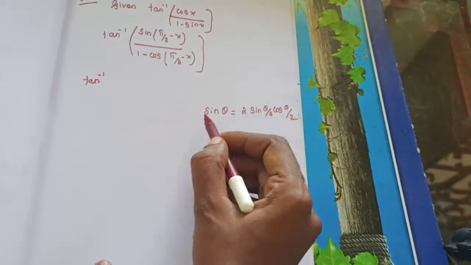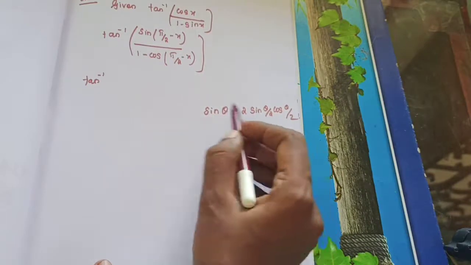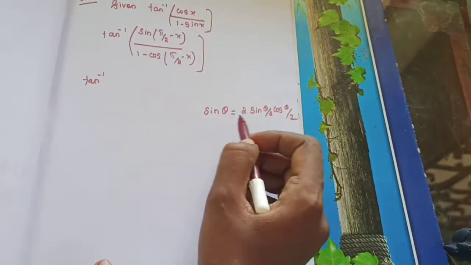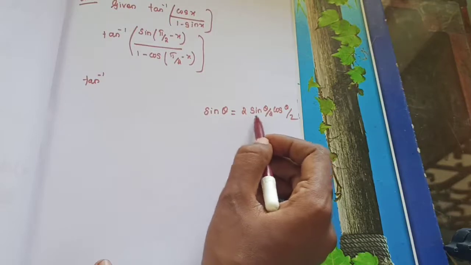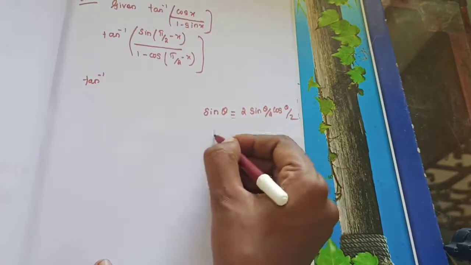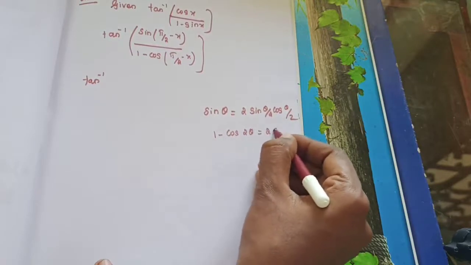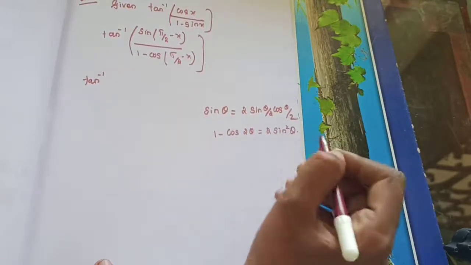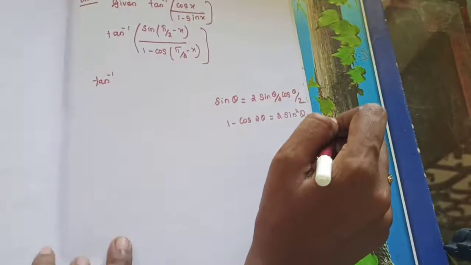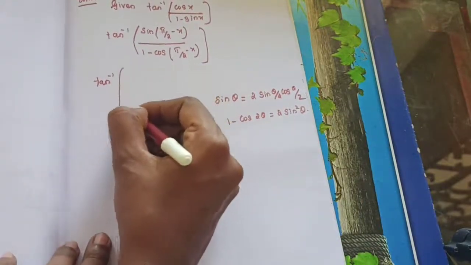Remember this formula. Already you have learned sin 2 theta equal to 2 sin theta cos theta, is it right? So same as that, sin theta means 2 sin theta by 2 cos theta by 2. Same as that, 1 minus cos 2 theta can be written as 2 sin square theta. Okay. So we are going to use these formulas here. So when you are applying, what will happen?